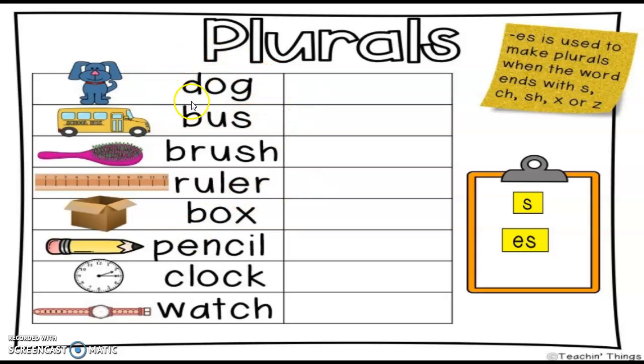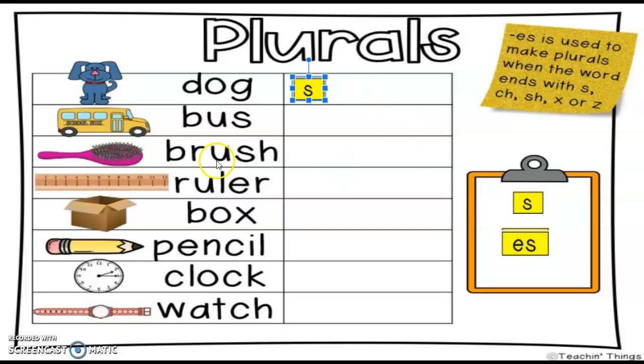So here we have the word dog. Okay, so we have our short vowel O and our consonant G, dog. So I have to choose between the S and the ES. Okay, so does this end in S, CH, SH, X, or Z? Right, it does not. So if it doesn't, we're just going to add the S to the end of it to make dogs. If I added the ES, it would look kind of funny anyway, because now it would say dog-es. Okay, and we don't want that. So we're going to add that S there.